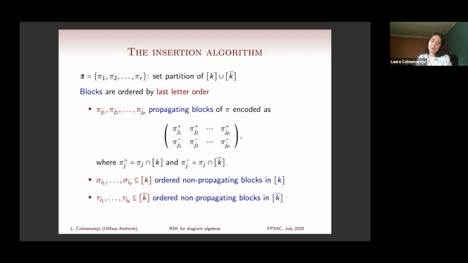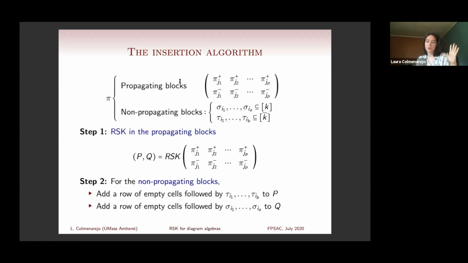So I take my set partition and I'm going to split it. I'm going to have the propagating blocks that I'm going to encode as a two-line array. On the top row, for each of the propagating blocks, I'm going to have the numbers that are without bars, and on the bottom, the numbers with bars. And I will give an example in a minute. And then I'm also going to order the non-propagating blocks in K and the non-propagating blocks in K bar. So I have these three sets of blocks.